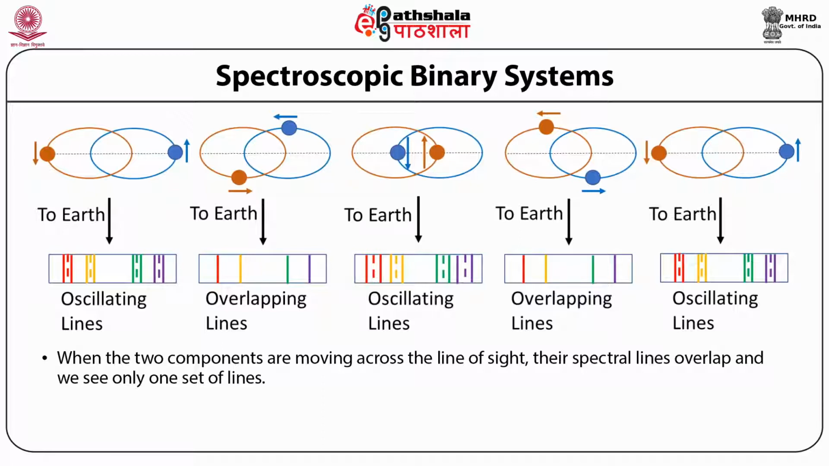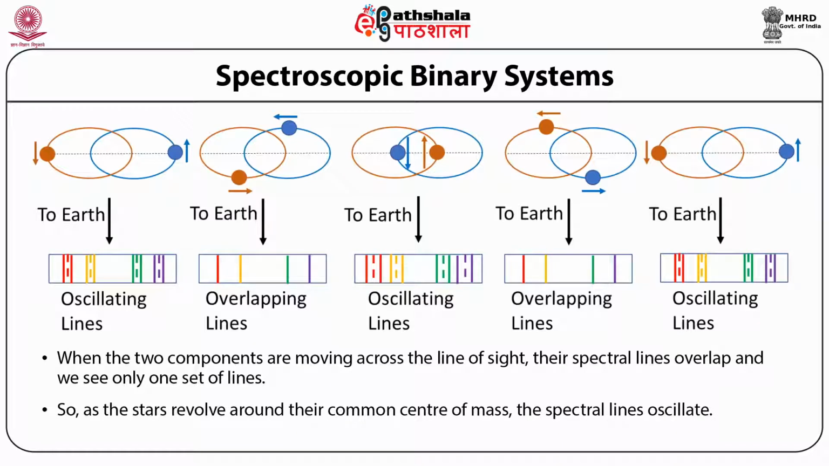When the two components move along the line of sight to Earth, the lines of one are Doppler shifted towards red, while the lines of the other shift towards blue. Thus we see two sets of lines. So, as the stars revolve around their common center of mass, the spectral lines oscillate. If one of the components of the system is too faint for its lines to be seen, we see only one set of oscillating spectral lines.